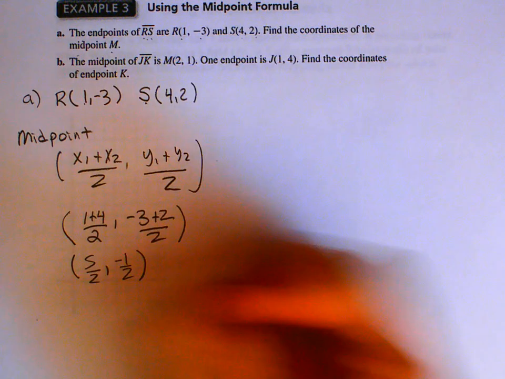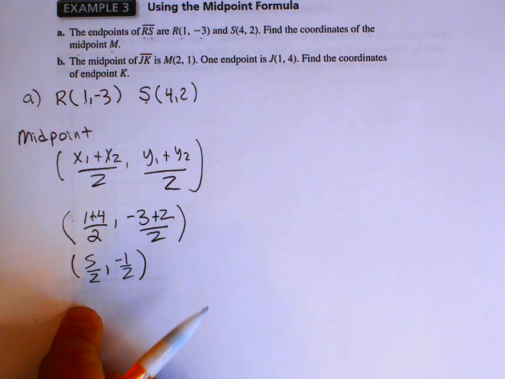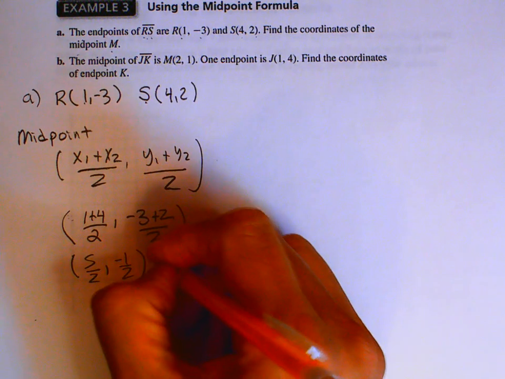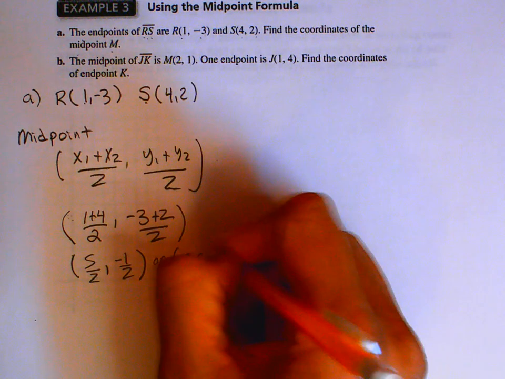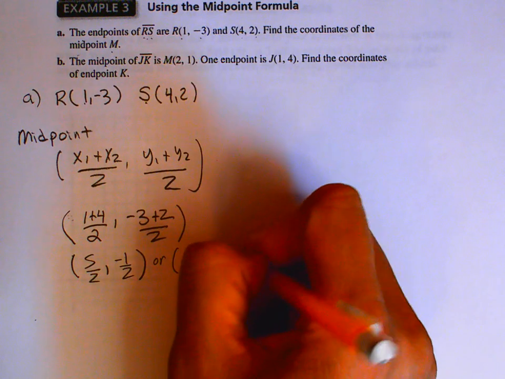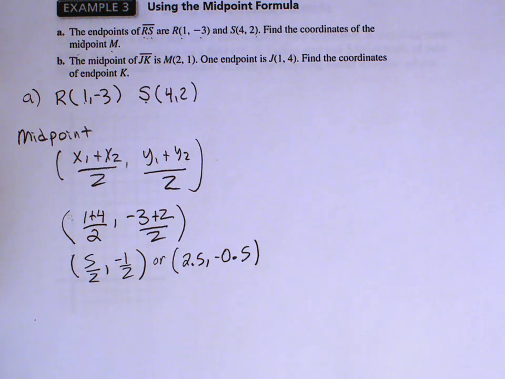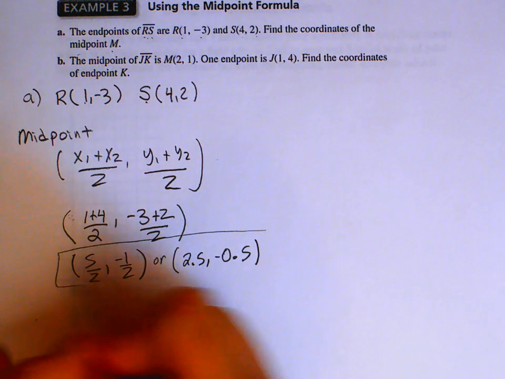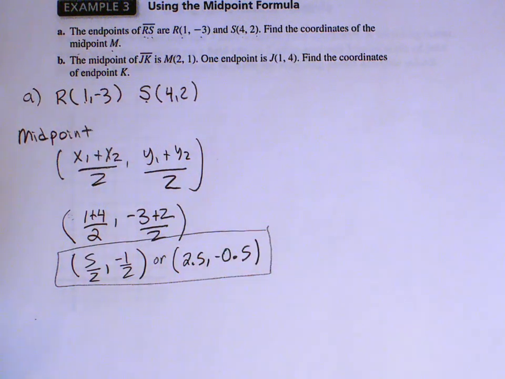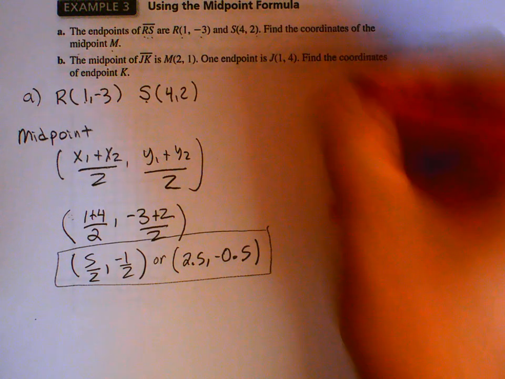Now, if they want your answer in fraction form, there it is. If they want it in decimal form, then divide it. That'll be 2.5 and -0.5. So in some problems, they might ask you for the fraction. Some problems, they might ask you for the decimal. It all really depends. Now, here comes the harder part.